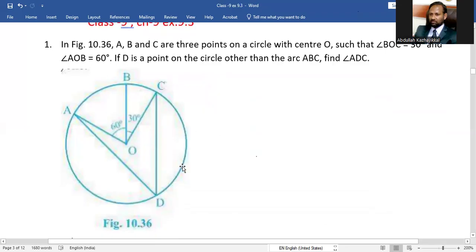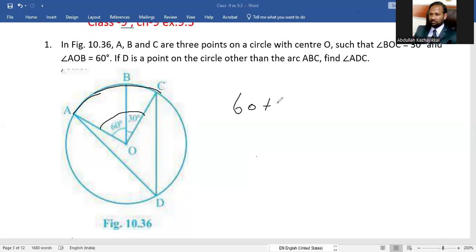The figure is given. 3 points on a circle with the center O. BOC is 30, 60. D is a point on the circle other than the arc ABC. Find ADC. ABCD is cyclic. Here the arc AC, the central angle is 60 plus 30, that is equal to 90.